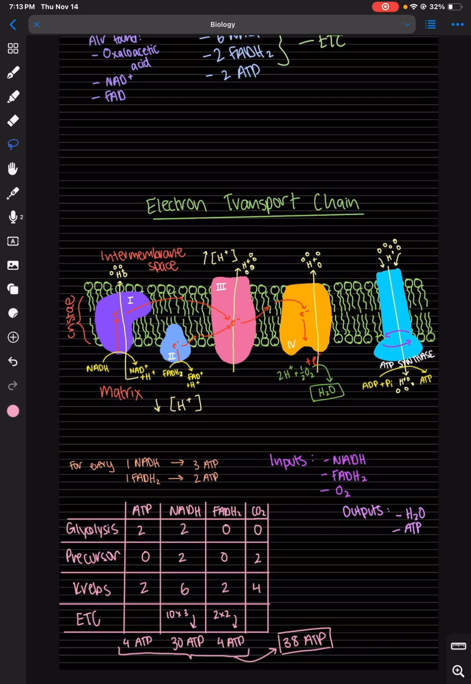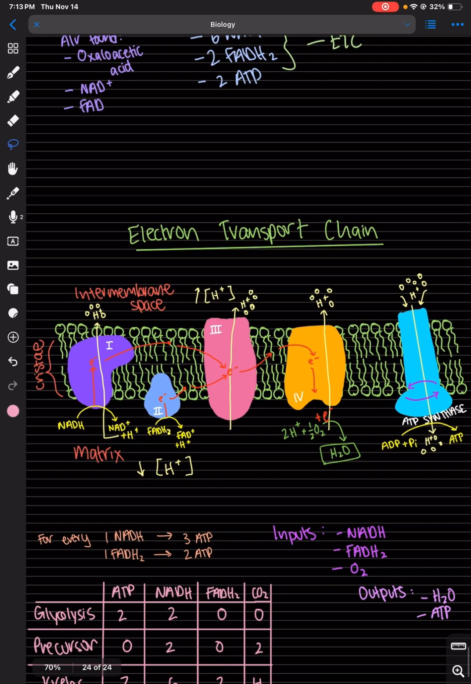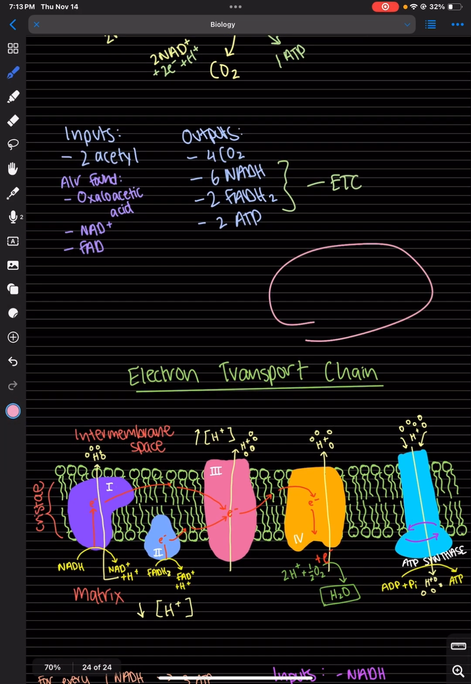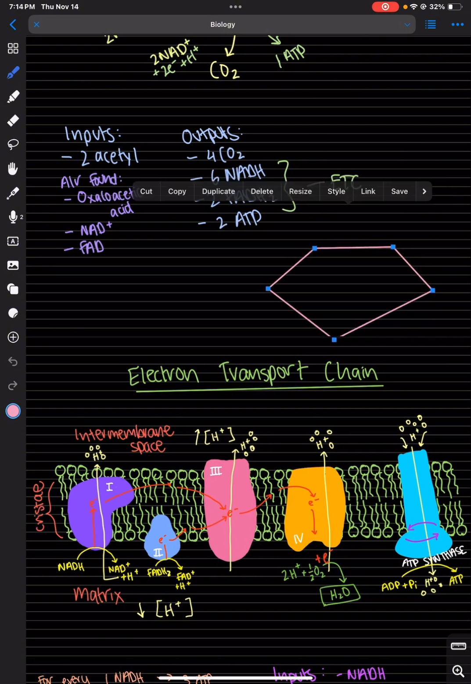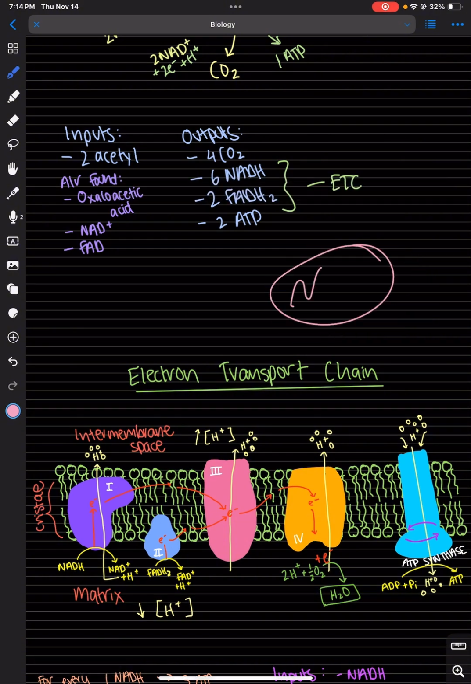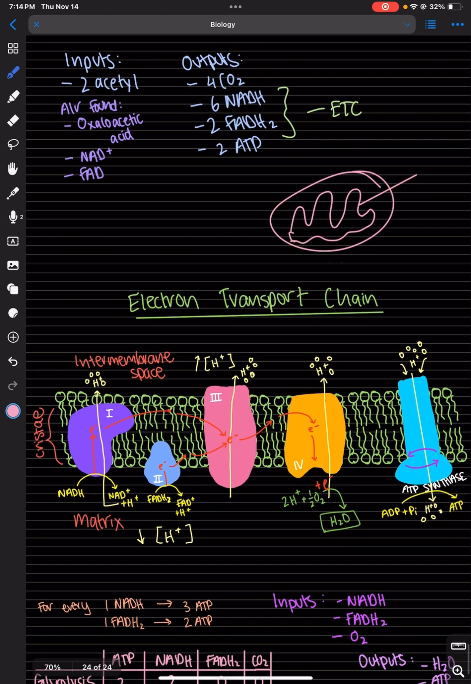This is the final stage of cellular respiration, or aerobic respiration, and it's called the electron transport chain. So this occurs on the cristae, okay? If I were to draw a mitochondria up here, right? So we have a circle, okay? And then we have the squiggly things. This electron transport chain is happening on this line, which is called the cristae, okay?